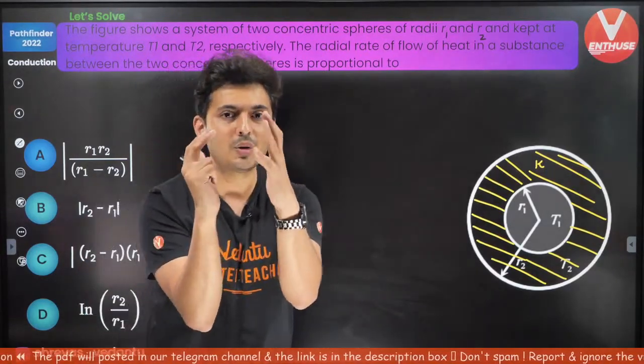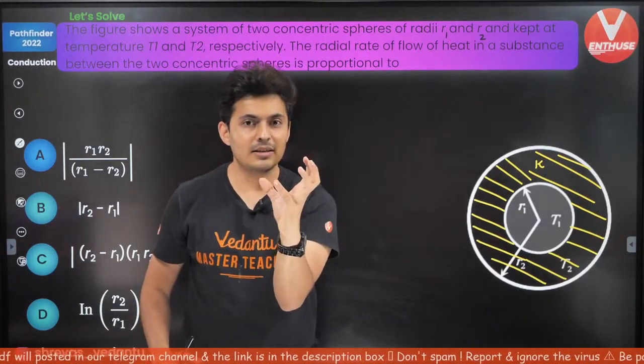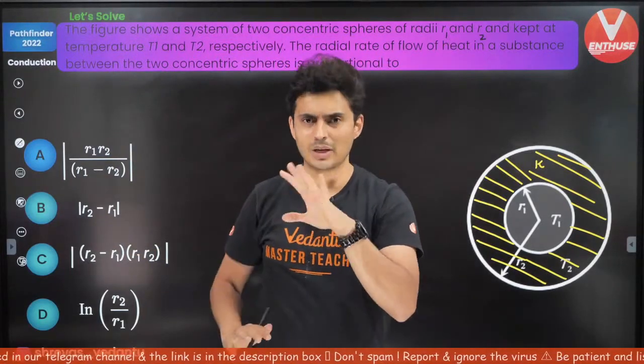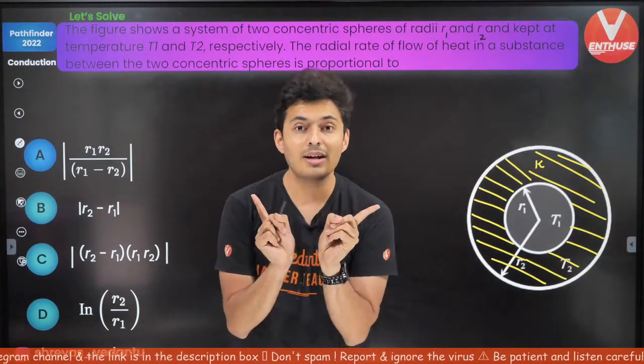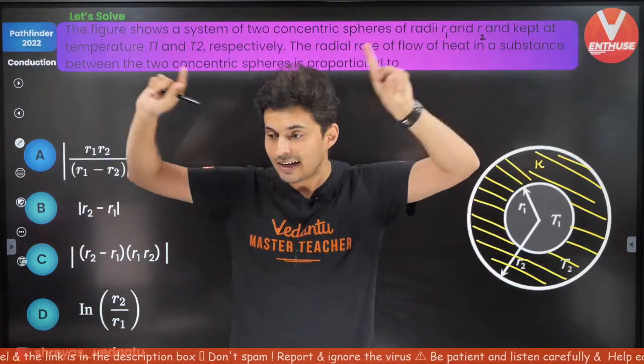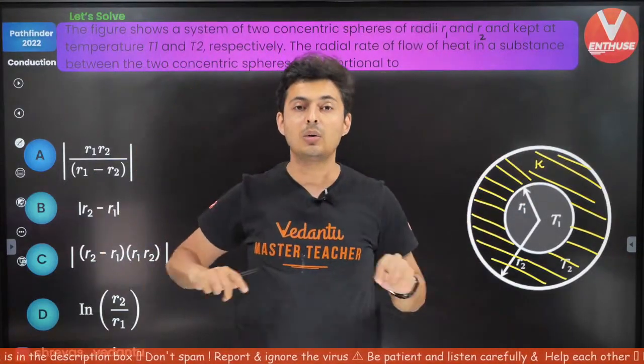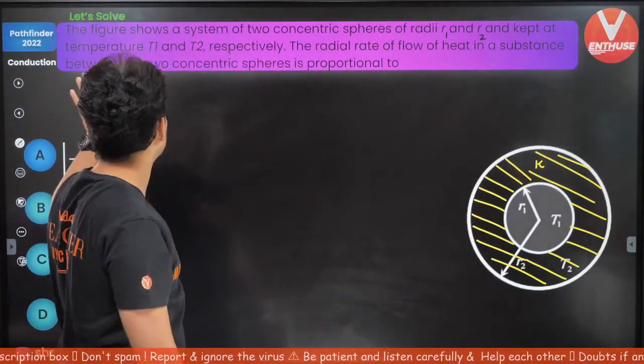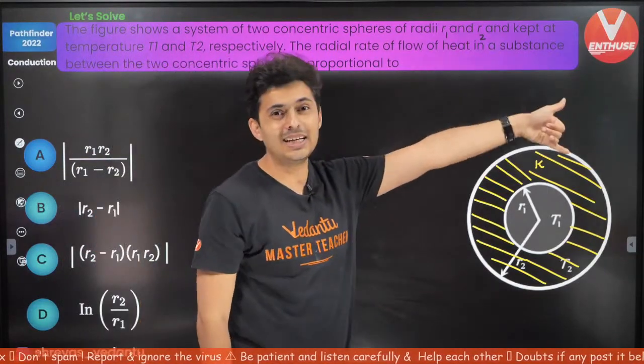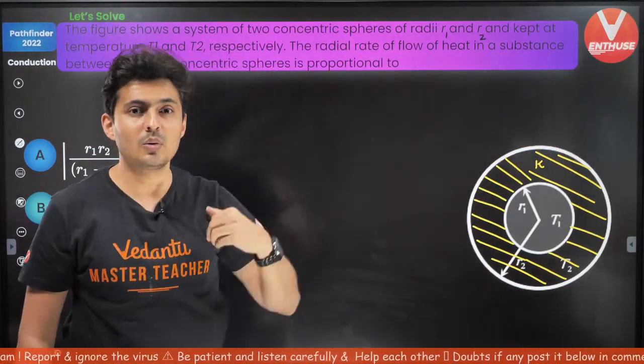Now you have to visualize this. The inner shell is hot, the outer shell is cold, for example. The heat will flow radially. If you draw the radius, it will flow radially outwards. Look at it, that's what the question says: the radial flow of heat. I hope you are able to visualize this.